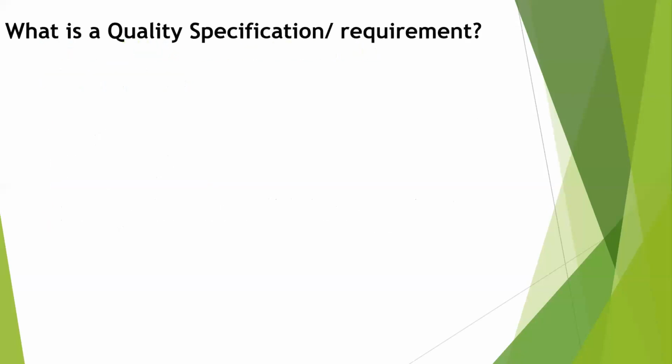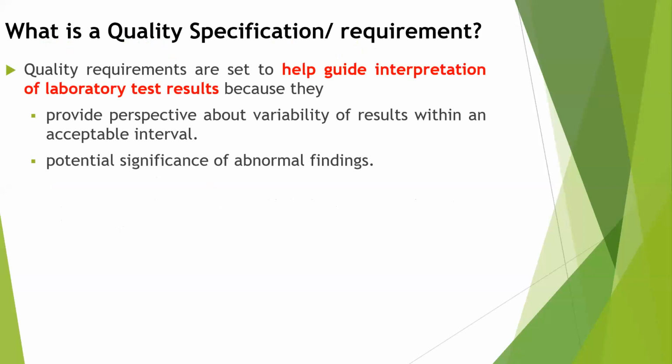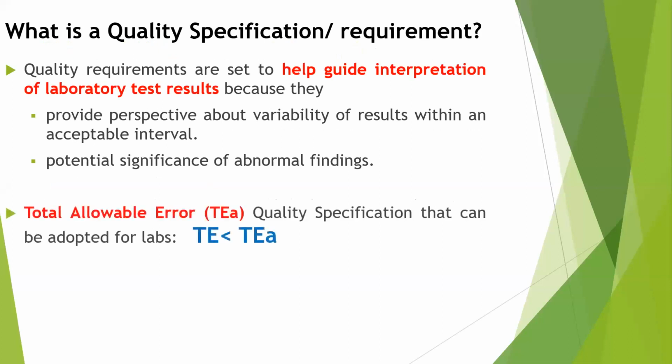Now, going on in the total error, we need to understand what is a quality specification or requirement. Quality specifications or quality requirements are important to set in the lab, because they help you to interpret your lab test results, because they provide you a perspective about how much variation in your results is acceptable, and also the potential significance of any abnormal findings. I repeat, quality specifications help you to provide a perspective about the variability of the results, which is the acceptable interval, and the significance of the abnormal findings. The TEA specifications also we will learn, which can be adopted for the labs.